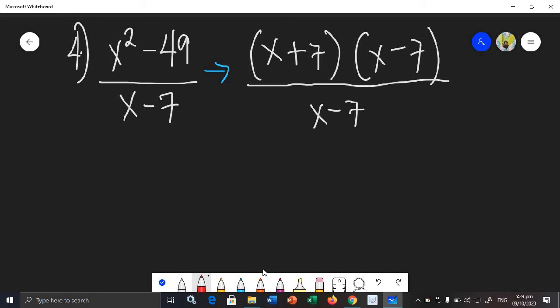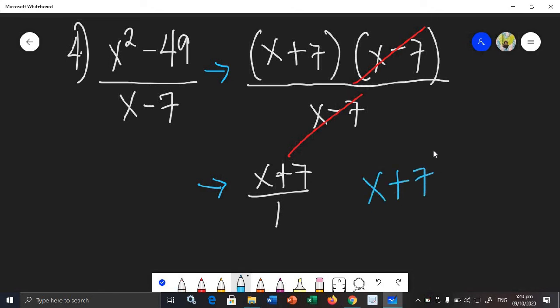And now, we will cancel similar terms. So, pwede natin i-cancel si x minus 7, x minus 7. Ang natira na lang, si x plus 7, pag wala ng term sa baba, over 1. No? Or you can just simply write x plus 7. Yan na yung simplified form ng ating given number 2.